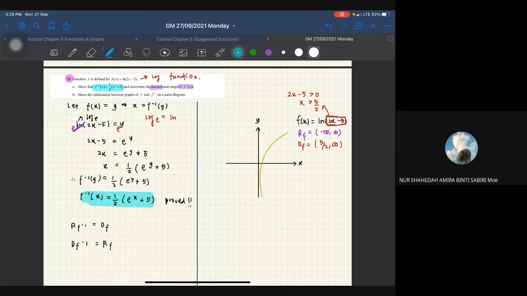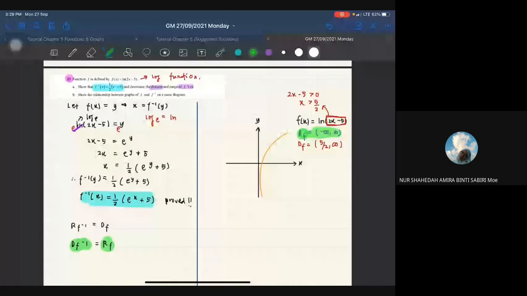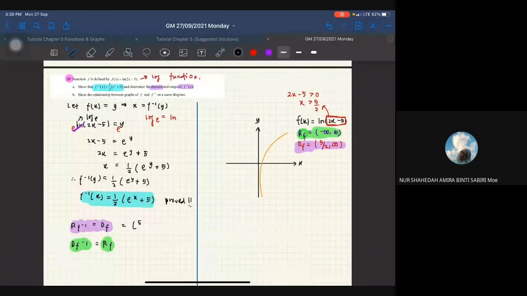Boleh. Okay, good. So sekarang ni kita tahu range of f inverse is equal to domain of f. Okay, and then we know that the domain of f inverse is equal to range of f over here. Okay, so kita boleh terus tulis dekat sini. Range is actually 5 over 2 to infinity. Okay, and then our domain for f inverse is actually negative infinity to positive infinity. Okay, boleh ke?